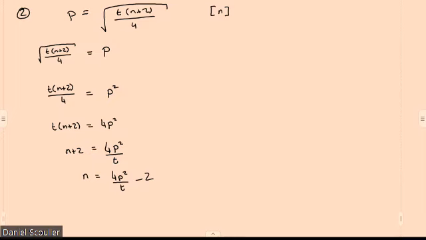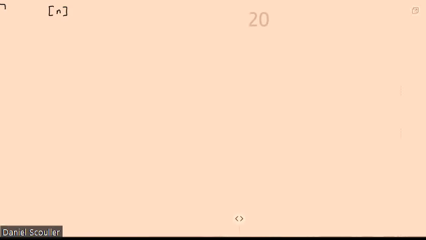That's getting towards what you're getting in the exam. They like throwing in a root sign, potentially.